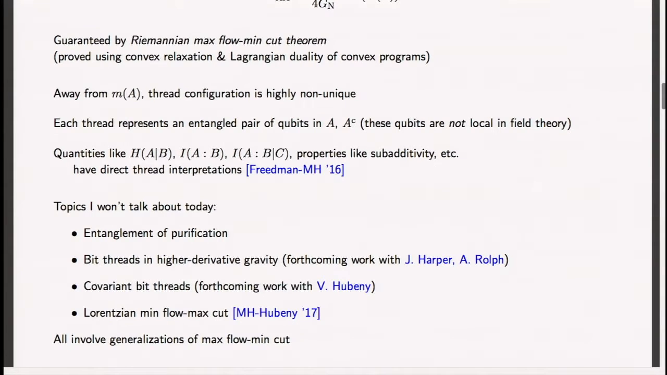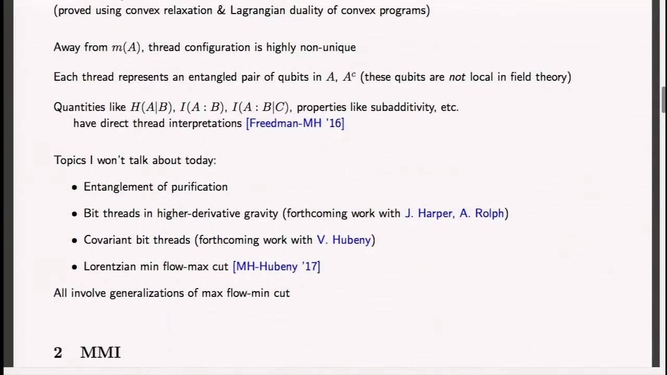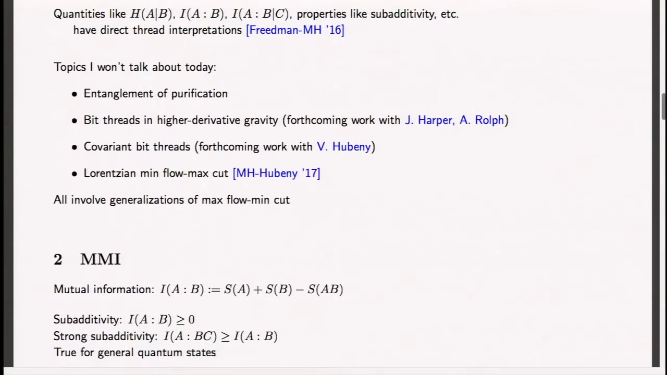Okay, so now I'm going to switch gears and set up the thing we want to understand using bit threads, and that's this MMI. You all know mutual information. You know that it satisfies these inequalities, subadditivity and strong subadditivity, and those are true for general quantum states.